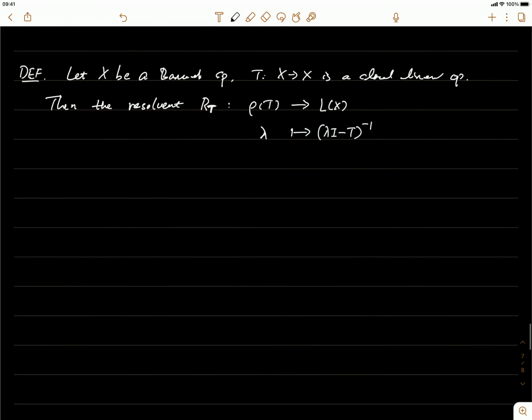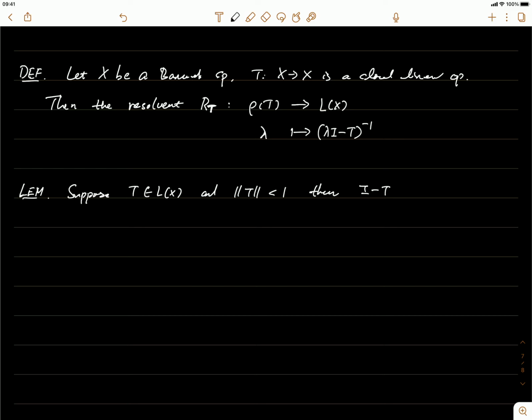Okay, so a simple result or lemma, say, is this. Suppose that T, which is not directly related to the T here, just in general, is a bounded linear transformation from X to itself, and also the norm of T is less than 1. Then we know that in this case, I minus T is invertible, and it is a mapping on X.